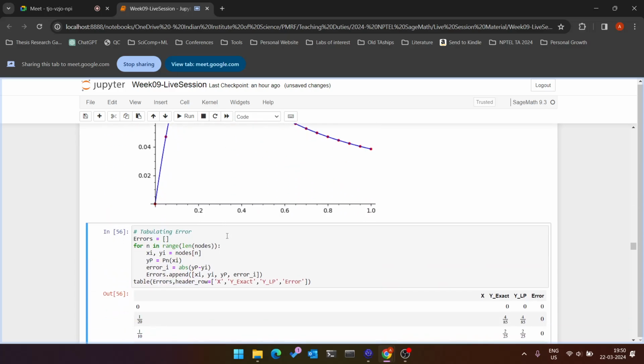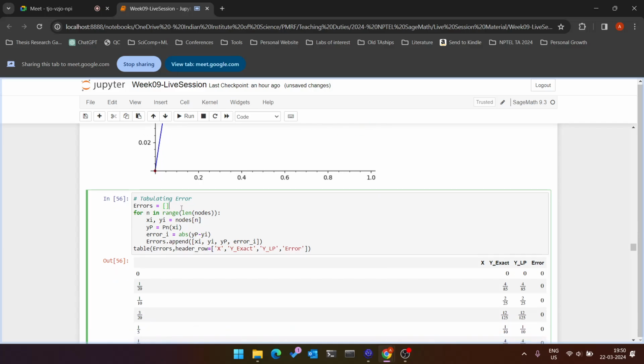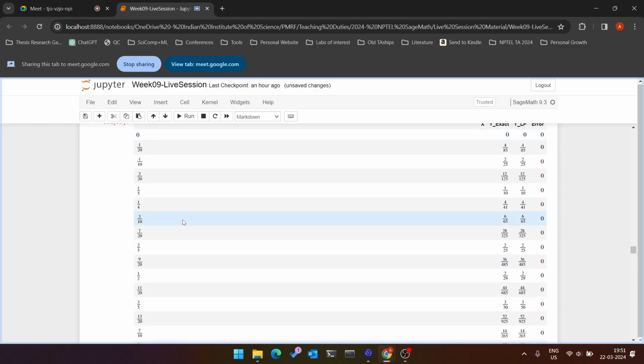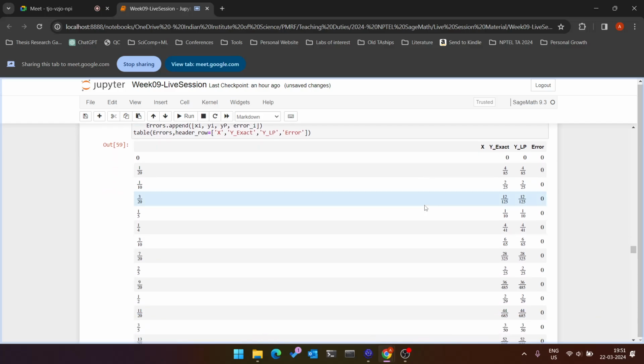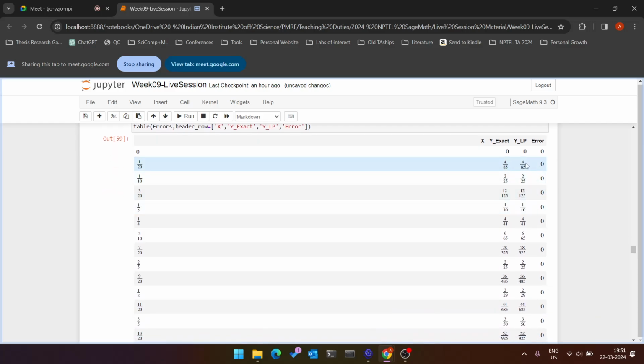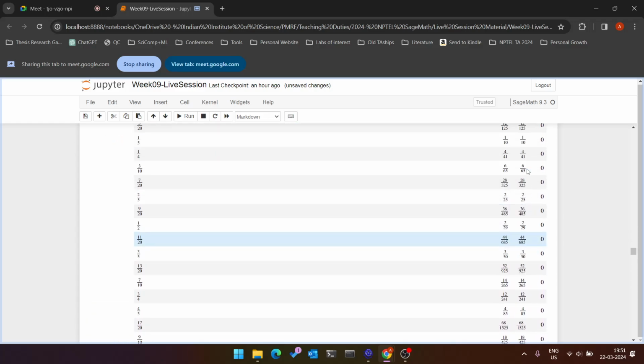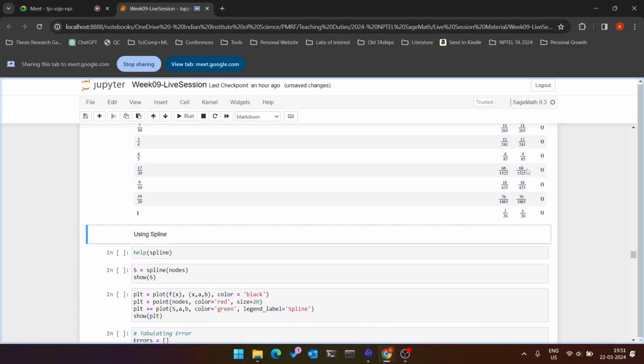Next, we'll be tabulating the error as we have been asked to. So for each row in the table, we'll be writing x, y exact, y Lagrange interpolation polynomial, and then the error. So if I run this, yeah, you can see that everywhere y exact matches y Lagrange interpolation, which is what we expect from a good interpolation algorithm, and the error vanishes to 0.